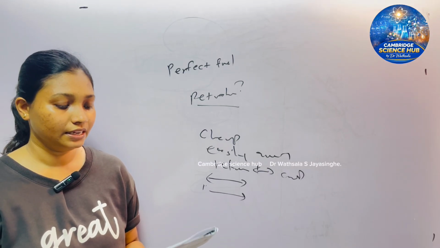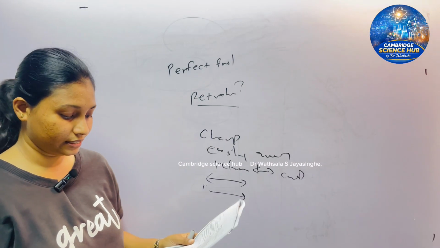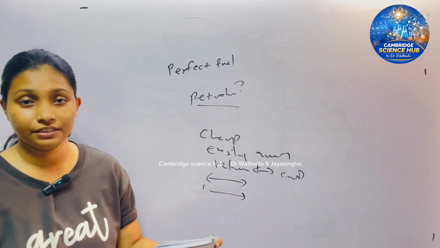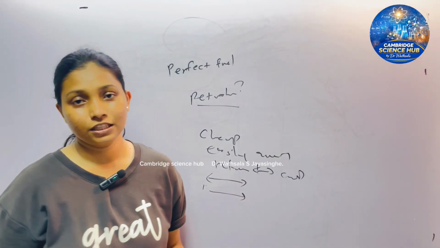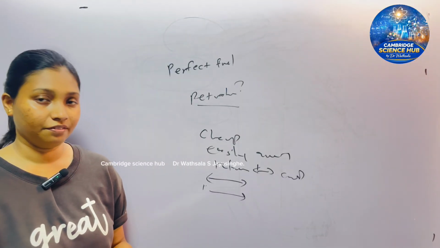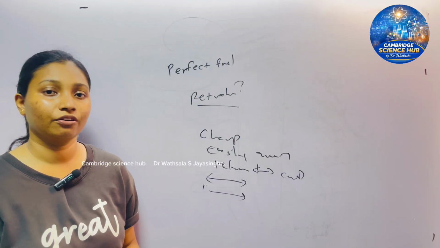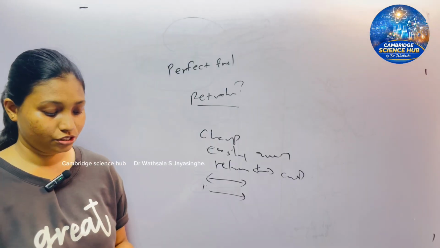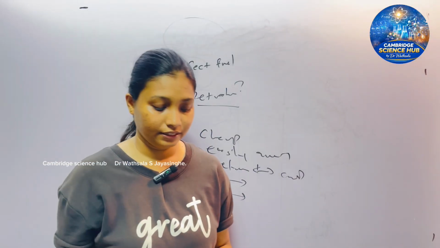Next point, release no greenhouse gases. These things are there on page number 87 in your textbook. So these are the perfect fuel. Sometimes they can ask, write some characteristics of the perfect fuel, or even in an MCQ they can give which one is not, like that. So you have to study like that.